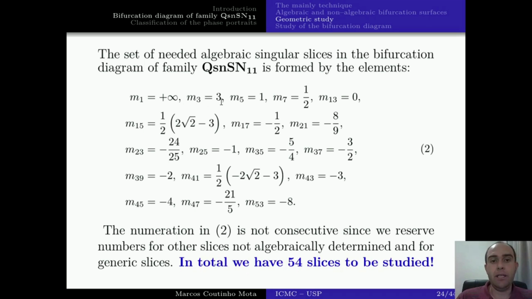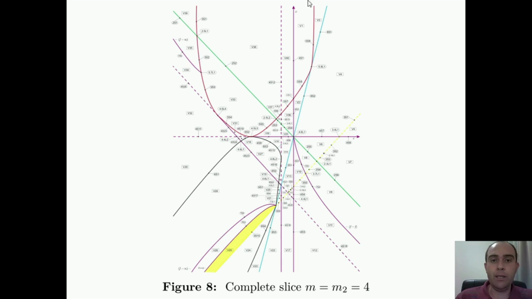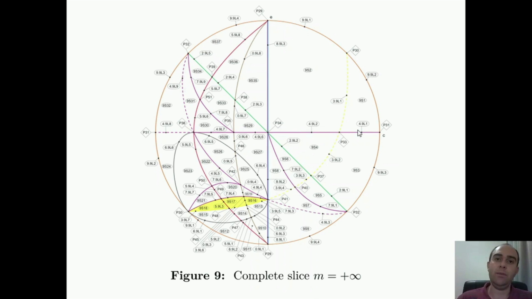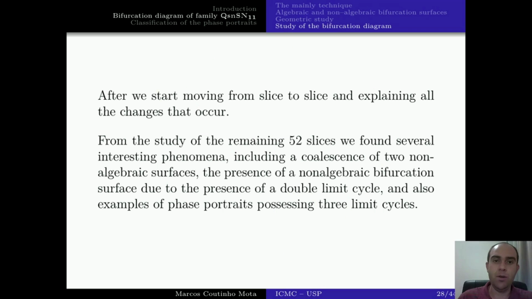So, we choose here an integer greater than 3, we choose 4, in order to be the most generic slice in our bifurcation diagram. We make a complete study of this slice here, m equal to 4. We obtain here one piece of non-algebraic bifurcation surface, here another one, and here two new ones. This yellow region is a region containing limit cycle. Okay? After we study completely this slice, we pass by the slice at infinity, m equal infinity, as we obtain a complete coherence between surfaces and phase portraits from regions from m equal to 4 and regions here from m equal plus infinity. We conclude that no more slices greater than 4 are necessary to be studied in our bifurcation diagram. So, after that, we start moving down from slice to slice and explaining all the changes that occur.